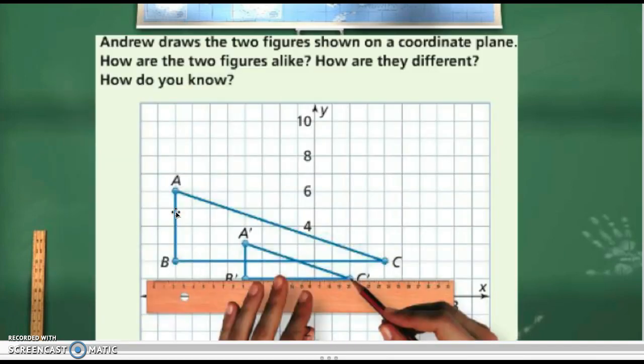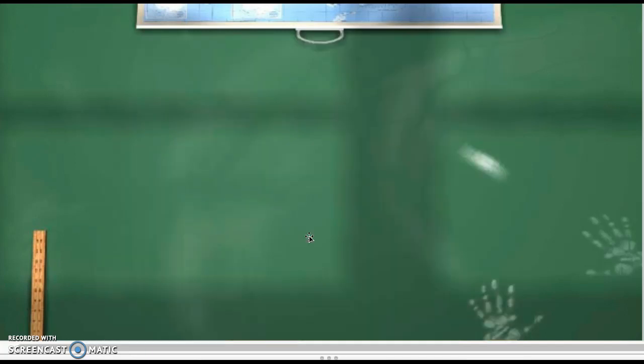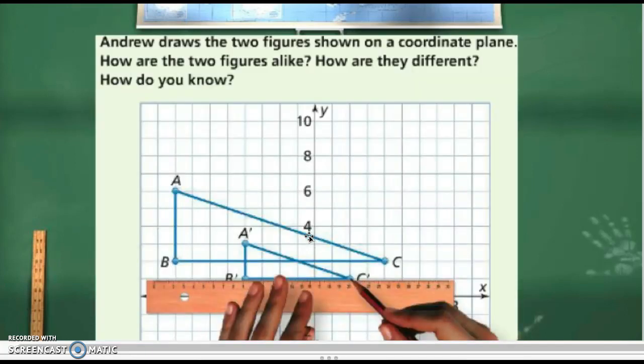So now take a look. Andrew draws two figures shown on a coordinate plane. How are the two figures alike? How are they different? How do you know? So we'll be able to look at these triangles. We'll be able to solve problems like this using the Pythagorean theorem. We will be able to rotate these shapes and see that they are congruent. So we'll have plenty of real world application so that when you leave this unit, you see how much geometry applies to our everyday life. So, welcome to the wonderful world of geometry.